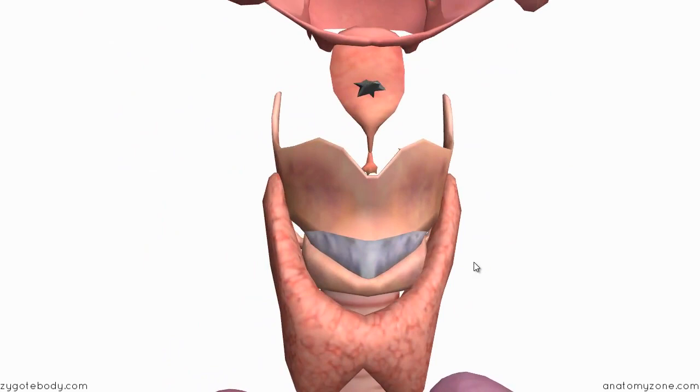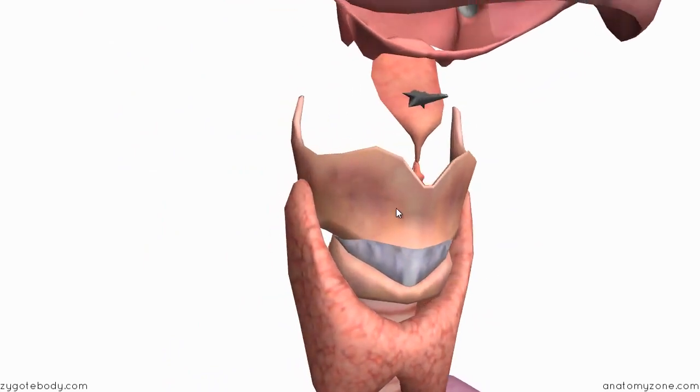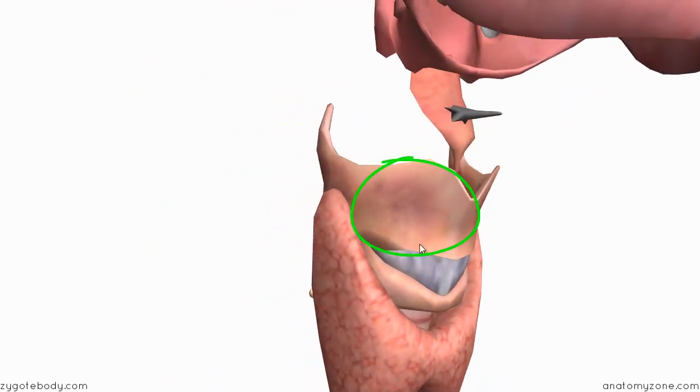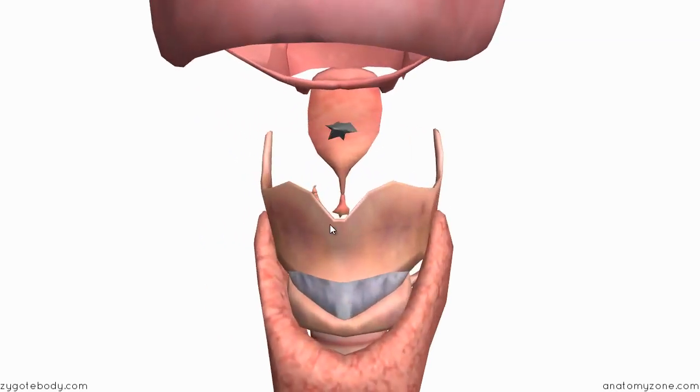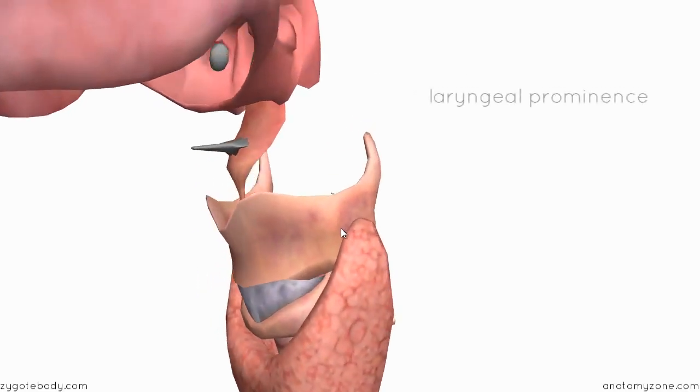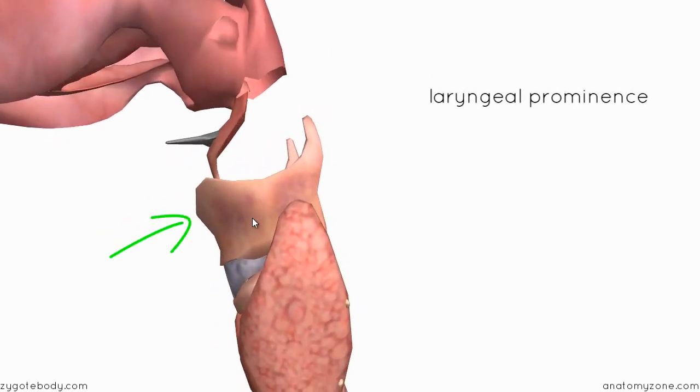So this is the largest cartilage. It consists of these broad lamina on either side, which meet in the midline and form this prominence, which is known as the laryngeal prominence. So if you view this from a lateral aspect, you can see this prominence, and this can be seen in males as the Adam's apple. So it's larger in males than in females.